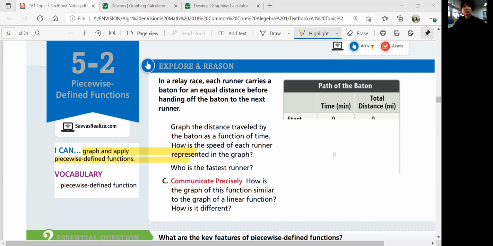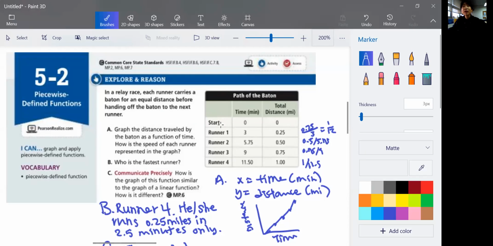Let's look at Explore and Reason. Since the table here is not complete, let's switch to another panel. Okay, I already have some notes in it, but look at the situation. In a relay race, each runner carries a baton for an equal distance before handing off the baton to the next runner.